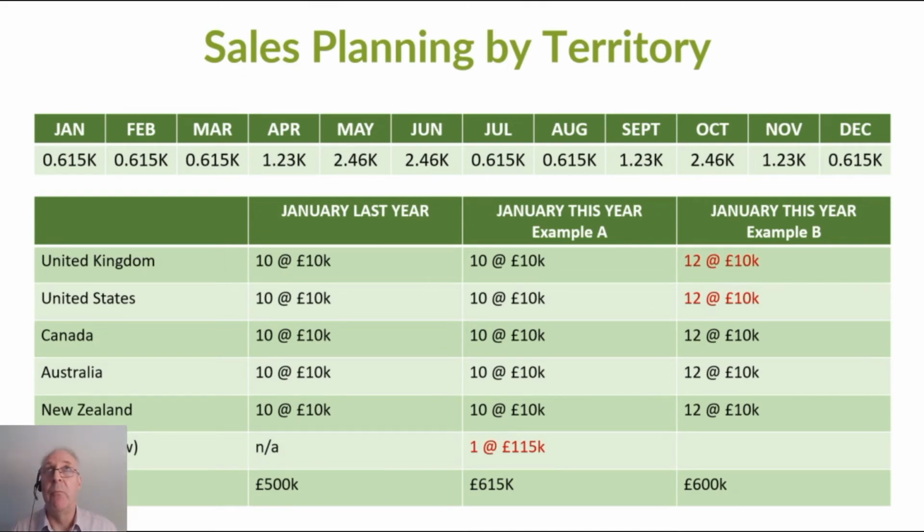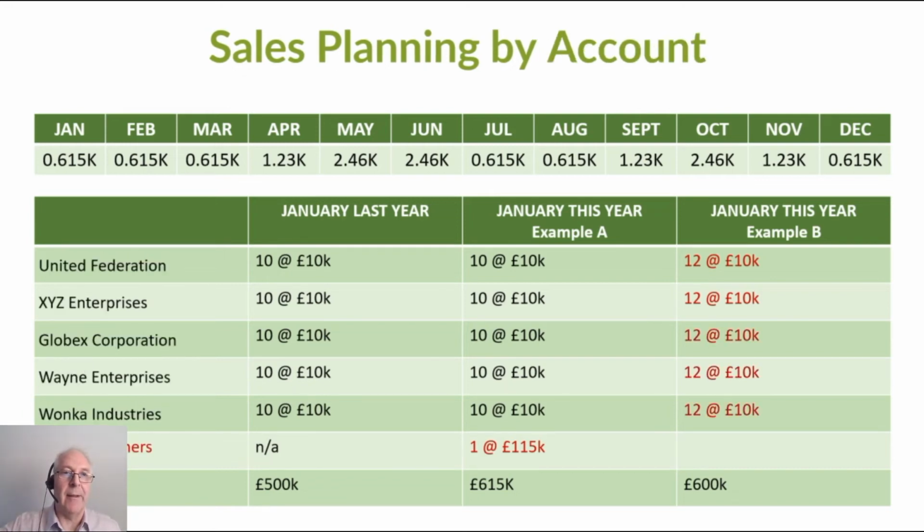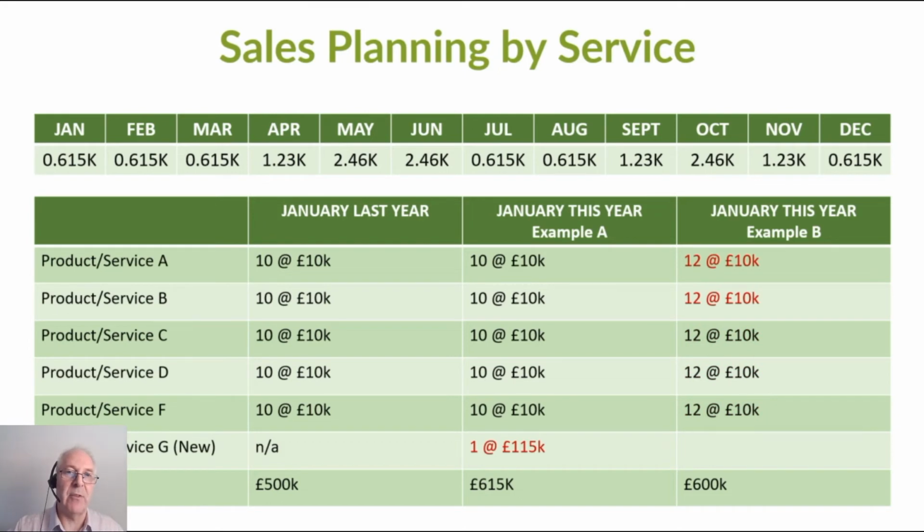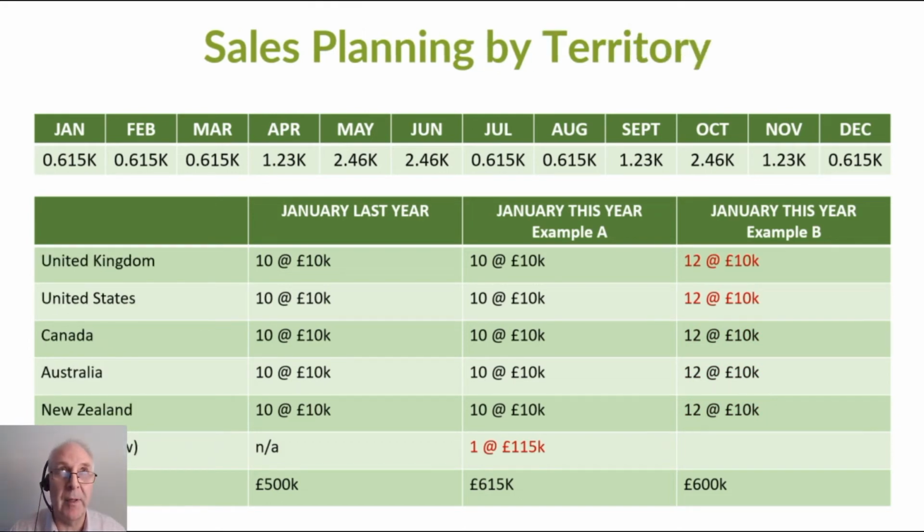Now, most of you are probably going to end up with a plan that is a combination of planning by account, planning by service, and planning by territory, and you probably include in there planning by salesperson, planning by the individual reps. You're going to end up with a matrix. I've not put a matrix in here because it tends to overcomplicate things, and the more complicated it is, the much more difficult it is to execute.